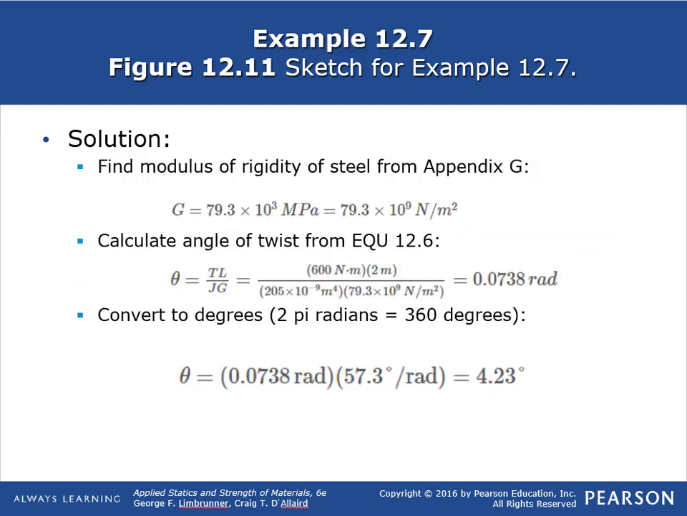Next, we'll find the twist. We look up the modulus of rigidity of steel in Appendix G, and we get 79.3 times 10 to the third megapascals. Then we go into equation 12.6 to calculate our angle of twist, TL over GJ, and we get 0.0738 radians. Then we convert to degrees: 2 pi radians equals 360 degrees, as I said before. Therefore, our angle of twist is 4.23 degrees.